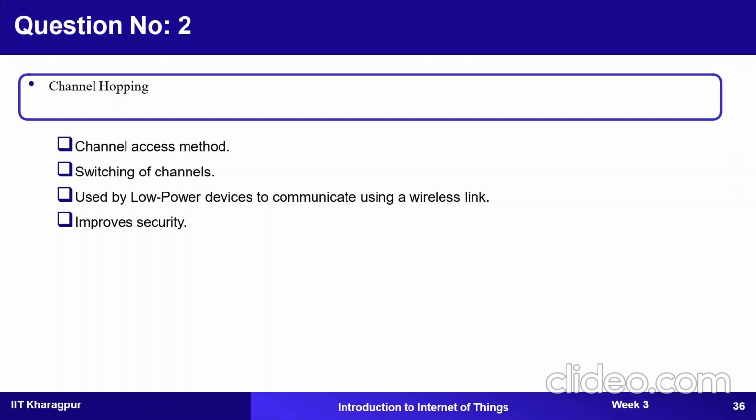So it is used by low power devices in order to communicate with each other using a wireless link. Since every time we are hopping the channel, it becomes difficult for the attacker to know through which channel we are sending the data. So channel hopping also results in improving the security.